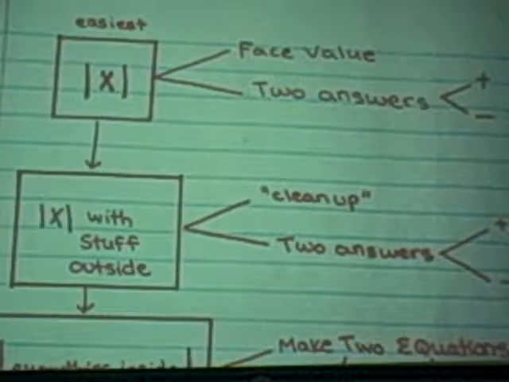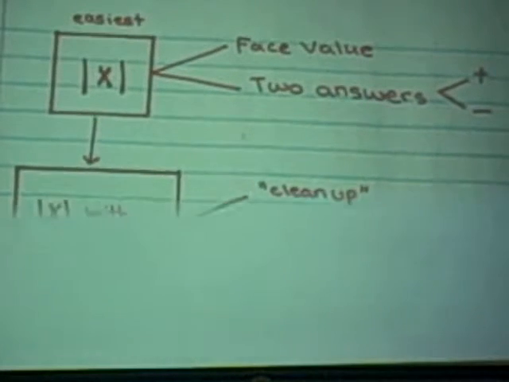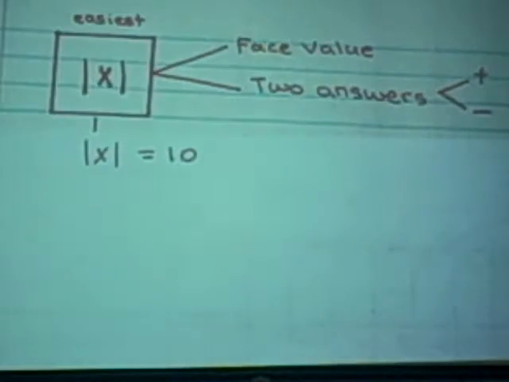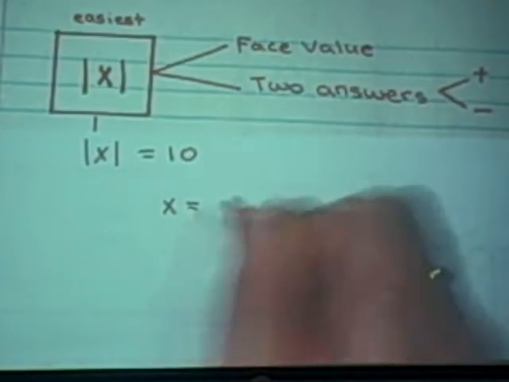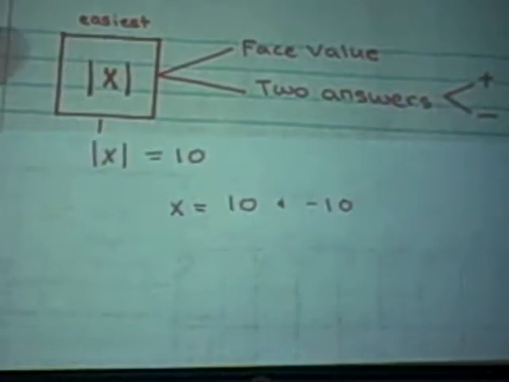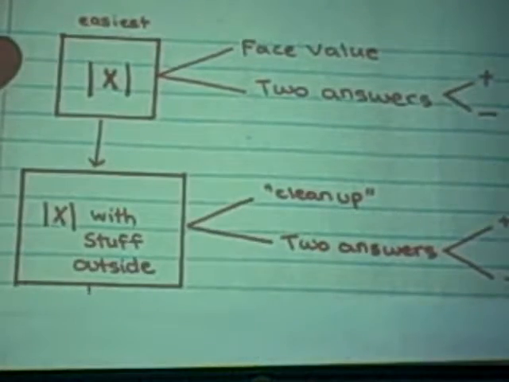We know when there is an x inside the absolute value marks, we don't have to do any math to it. We take it at face value. There are 2 answers, same exact answer, but one is positive and one is negative. So if I had the absolute value of x equals 10, x then would equal 10 and negative 10. Okay? Right?